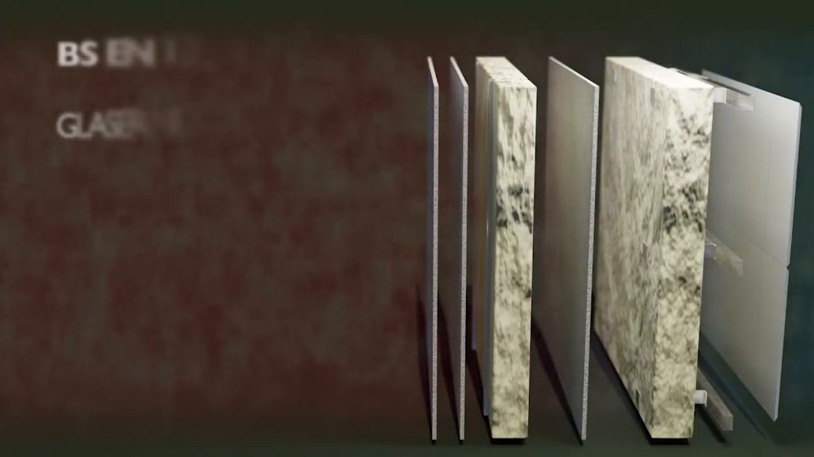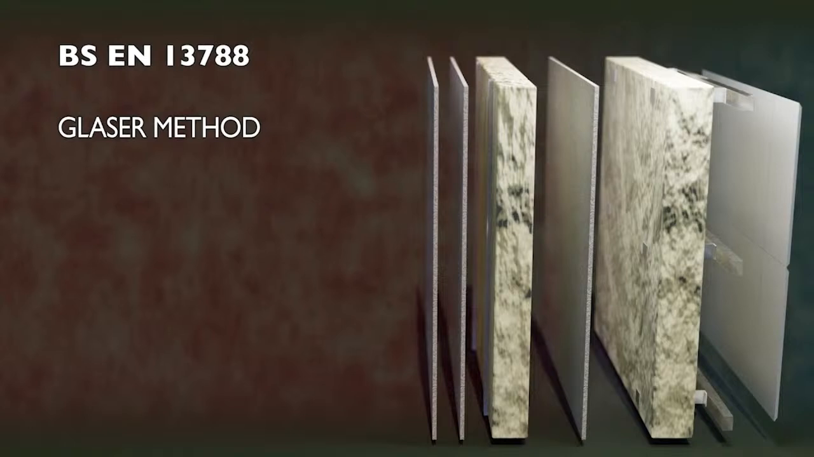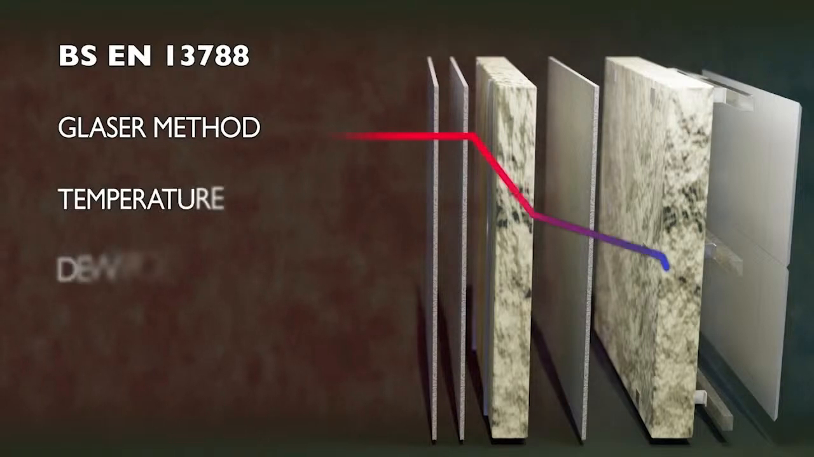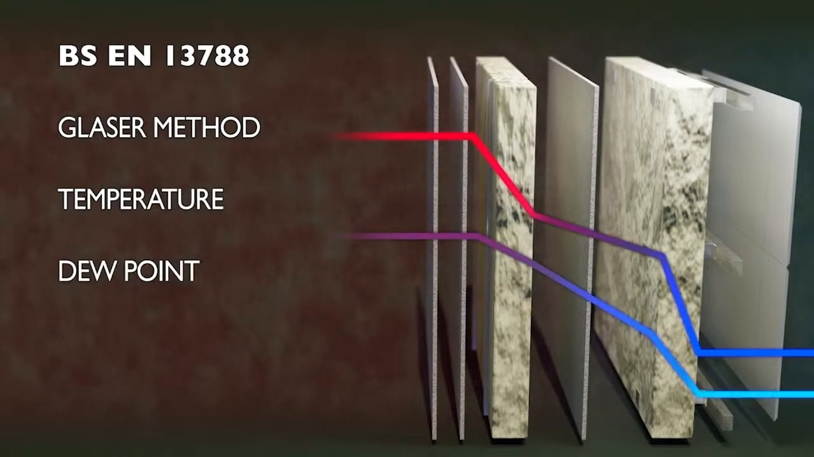The first method specified is the Glazer Method, as defined in BS EN 13788, which uses a simplified steady-state analysis to assess the temperature gradients and dew points through each building element.